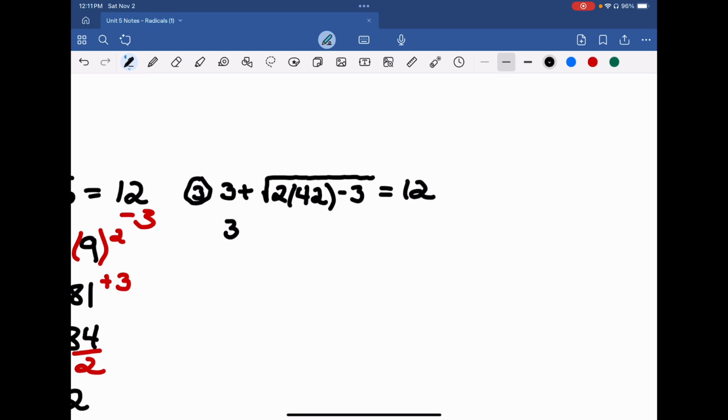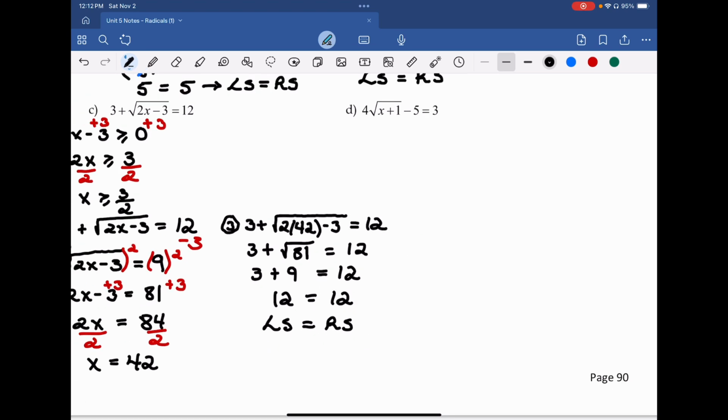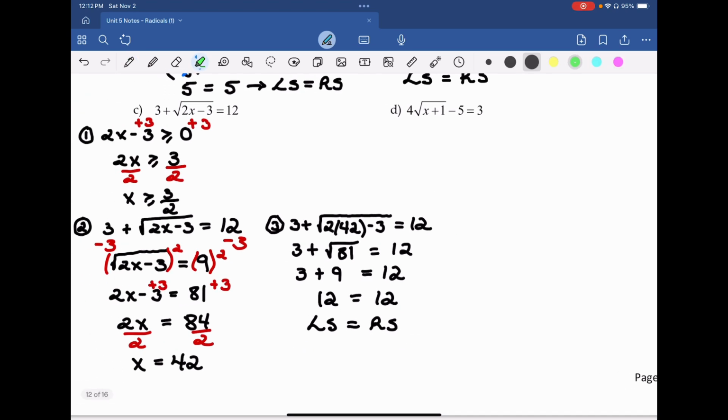This means 3 plus, well, 2 times 42 is 84. 84 minus 3 is the square root of 81, which is supposedly equal to 12. This is 3 plus 9 equals 12. And therefore, we get 12 equals 12. Left-hand side is equal to the right-hand side. Nice. So we've got a verification where our 42 works.